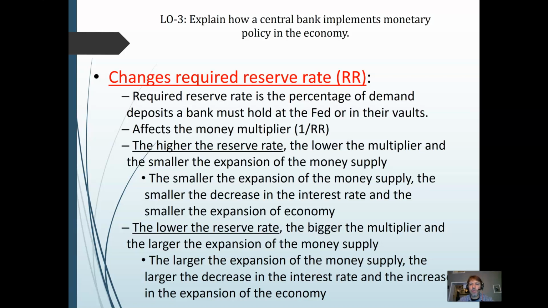The higher the reserve rate, and it does change, the Federal Reserve does raise and lower this, the lower the multiplier is. So if we have to save 20%, 0.2, then it would only be a money multiplier of 1 divided by 0.2, which is 5. And the lower the reserve rate, the bigger the money multiplier. So that's a quicker way to expand the money supply.